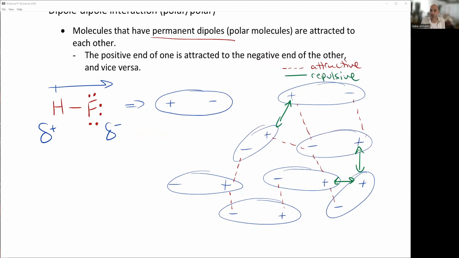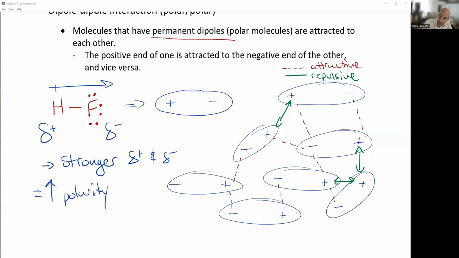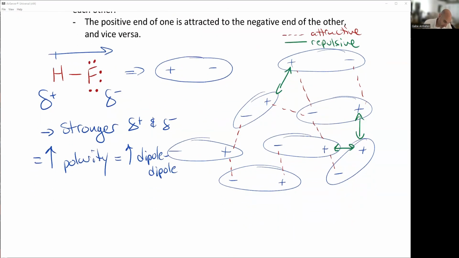The strength of those is going to depend a lot on the strength of the dipole. So ultimately, what you need to know for this one is that the stronger the partial positive and partial negative, the greater the increase in polarity. An increase in polarity equals an increase in what we call dipole-dipole interaction. That is really what we're looking at.